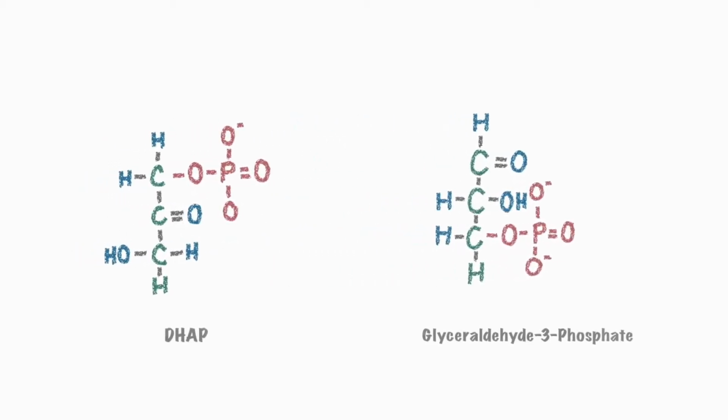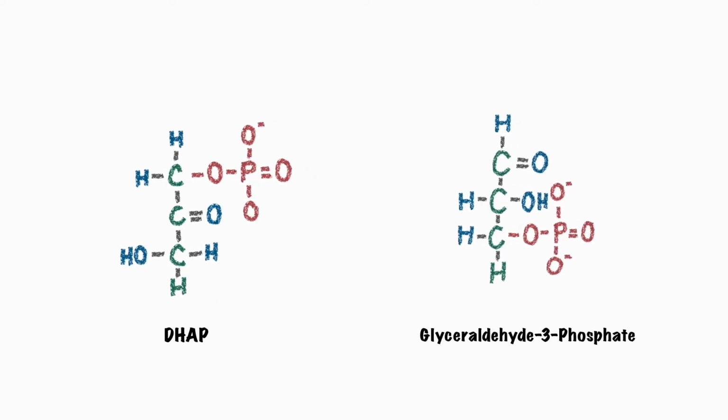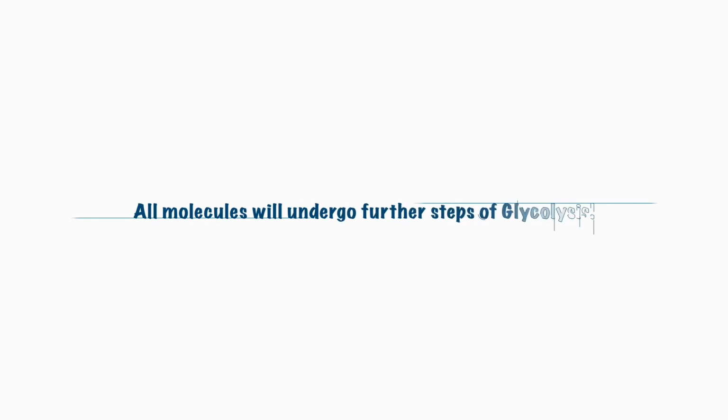After that, the fructose bisphosphate is split into two molecules, DHAP as well as glyceraldehyde 3-phosphate. The DHAP and glyceraldehyde 3-phosphate molecules are converted to the latter, and eventually all the molecules undergo further steps of glycolysis. Phew, that was a lot.